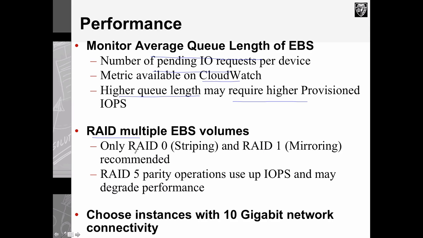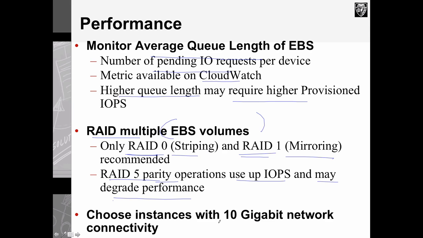There are two types of RAID configuration we can use: RAID 0 or striping, or RAID 1, the mirroring option. RAID 5 is not recommended for EBS volumes because the extra parity calculation that RAID 5 requires uses up the IOPS, and you may actually see degradation of performance. So the only recommended RAID configurations with EBS volumes are either RAID 0 or RAID 1.